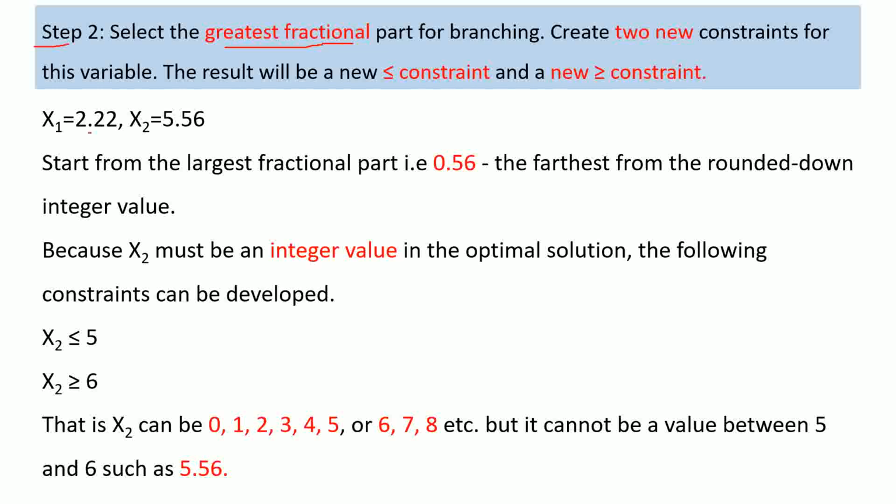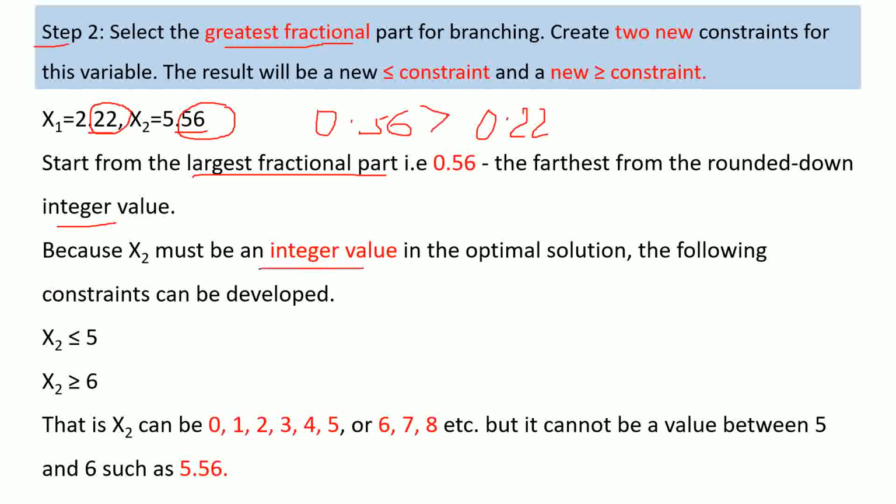Now let's compare 0.22 and 0.56. As you see, the fractional part 0.56 is greater than 0.22. That is, we compare just this fractional part with this fractional part, and 0.56 is greater. We start from the largest fractional part just to branch, the farthest from the rounded down integer value, because x2 must be an integer value.